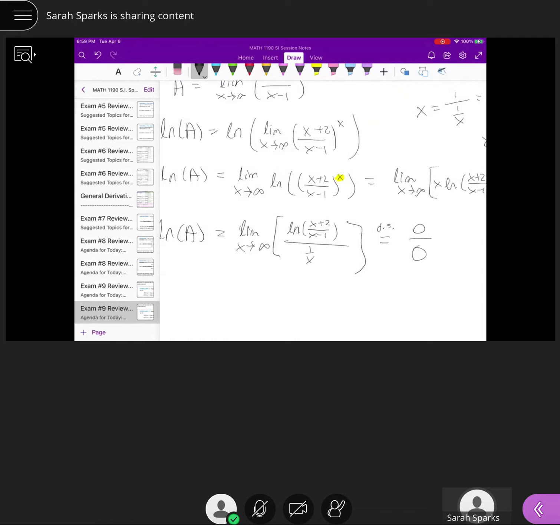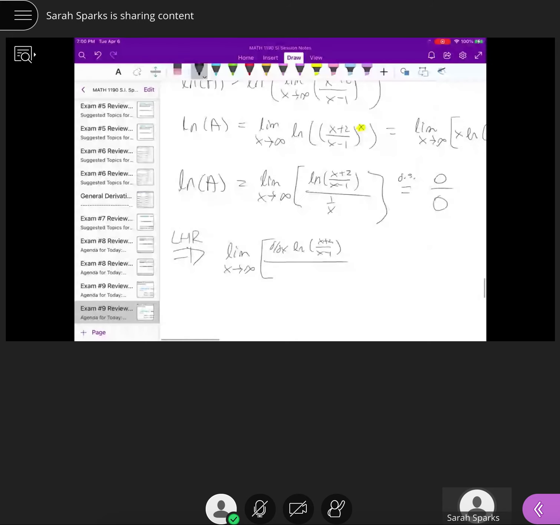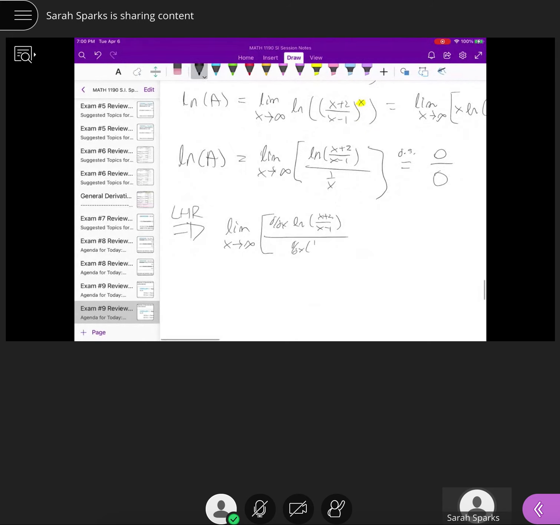And now we're allowed to use L'Hopital's rule for this one. But this is the part where I actually made a mistake when going through this. It'll be a lot better for us to use L'Hopital's rule if we simplify first. I guess we can apply L'Hopital's rule, right? So we still have this limit as x goes to infinity, and then we have d/dx of the natural log of (x plus 2 divided by x minus 1), and then d/dx of that 1 over x.